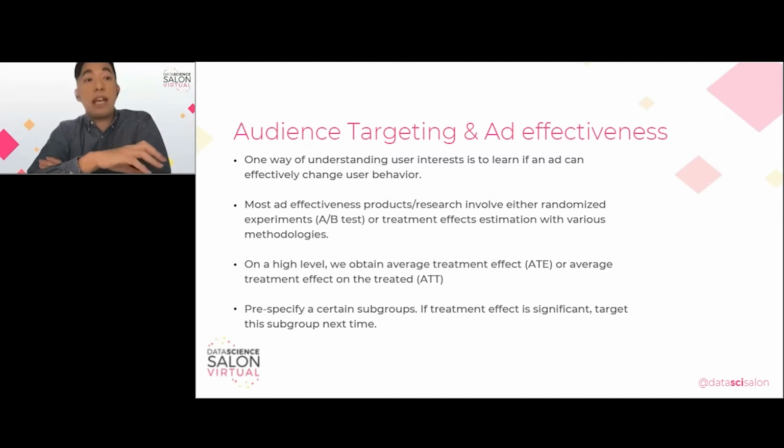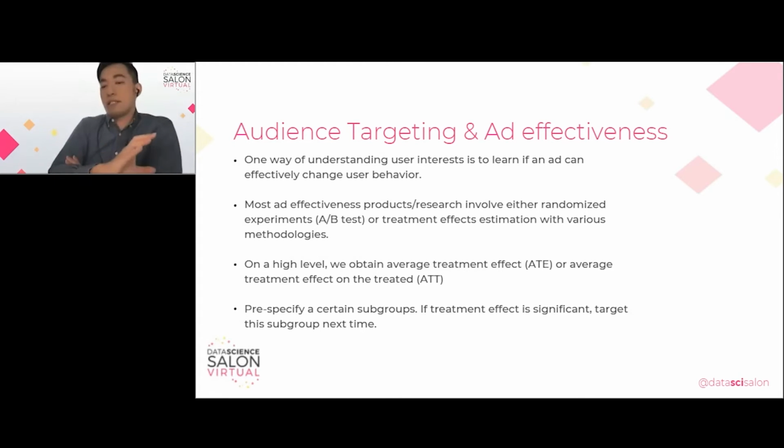We all know that most ad effectiveness products or research involve either randomized controlled trials, randomized experiments, or sometimes we call them A/B tests, or treatment effect estimation with various methodologies when we work on historical data, right? With both of these, what we're trying to get at is two things. One is the average treatment effect, which is essentially, suppose you run an A/B test, the difference in outcome between the treatment group and the control group, right? That's usually called the average treatment effect, which is just the effect of the advertisement.